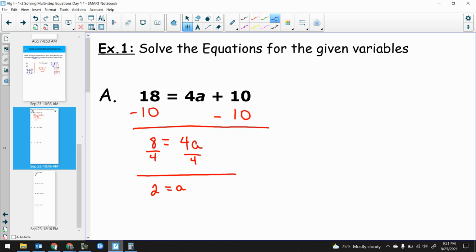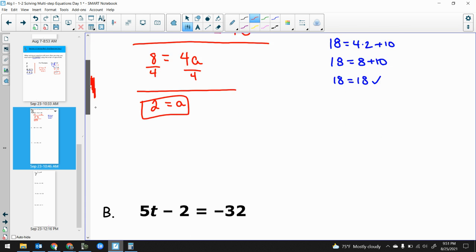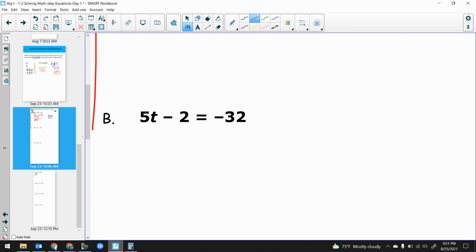Remember that you can always check your solution by plugging it back in. So 18 is equal to 4 times 2 plus 10. And that does check out. 18 is equal to 8 plus 10. 18 checks out. So I know that, yeah, a equals 2 is my solution. Let's go look at our next one.